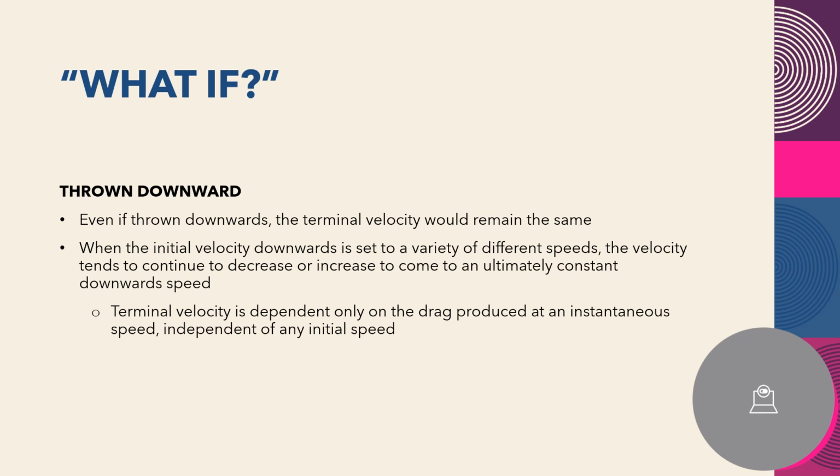Even if the object were to be thrown downwards, the terminal velocity would remain the same. This is because when the initial velocity downwards is set to a variety of different speeds, the velocity tends to increase or decrease in order to come to an average constant downward speed, which is likely to be the terminal velocity. This is because terminal velocity is dependent only on the drag produced at an instantaneous speed and is independent of any initial speed.